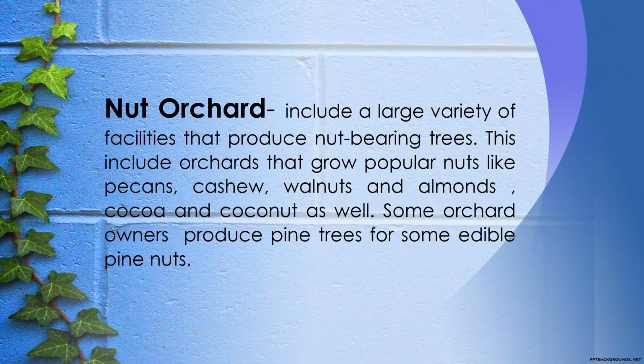The second one is what we call nut orchard. Include a large variety of facilities that produce nut-bearing trees. These include orchards that grow popular nuts like pecans, cashew, walnuts, and almonds, cocoa and coconut as well. Some orchard owners produce pine trees for some edible pine nuts.